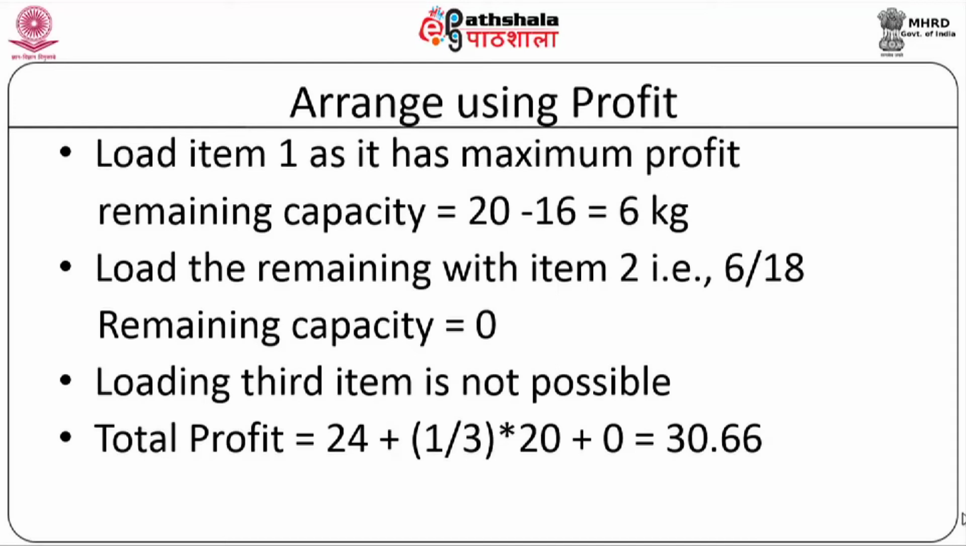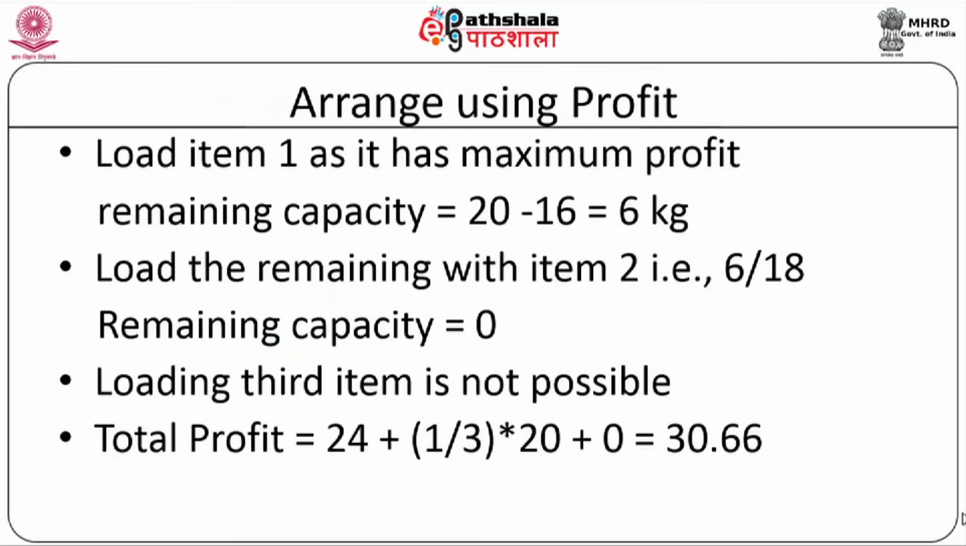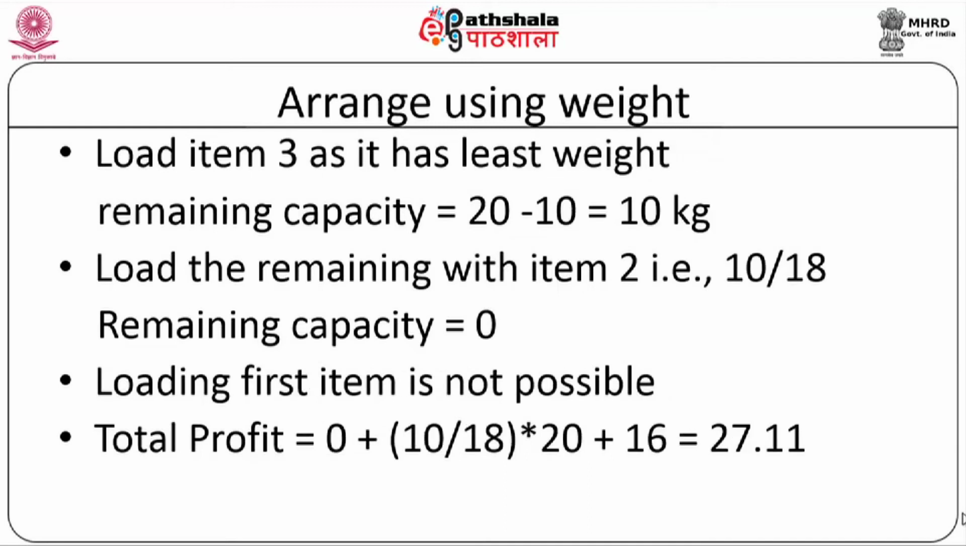The item 1 weight is 14 kg, therefore, it becomes 20 minus 14, that is going to be 6 kgs, and the remaining capacity I am loading with item 2. So, that is going to be 6 by 18 and the remaining capacity is 0. So, the total profit, if you calculate, it is coming as 30.66.